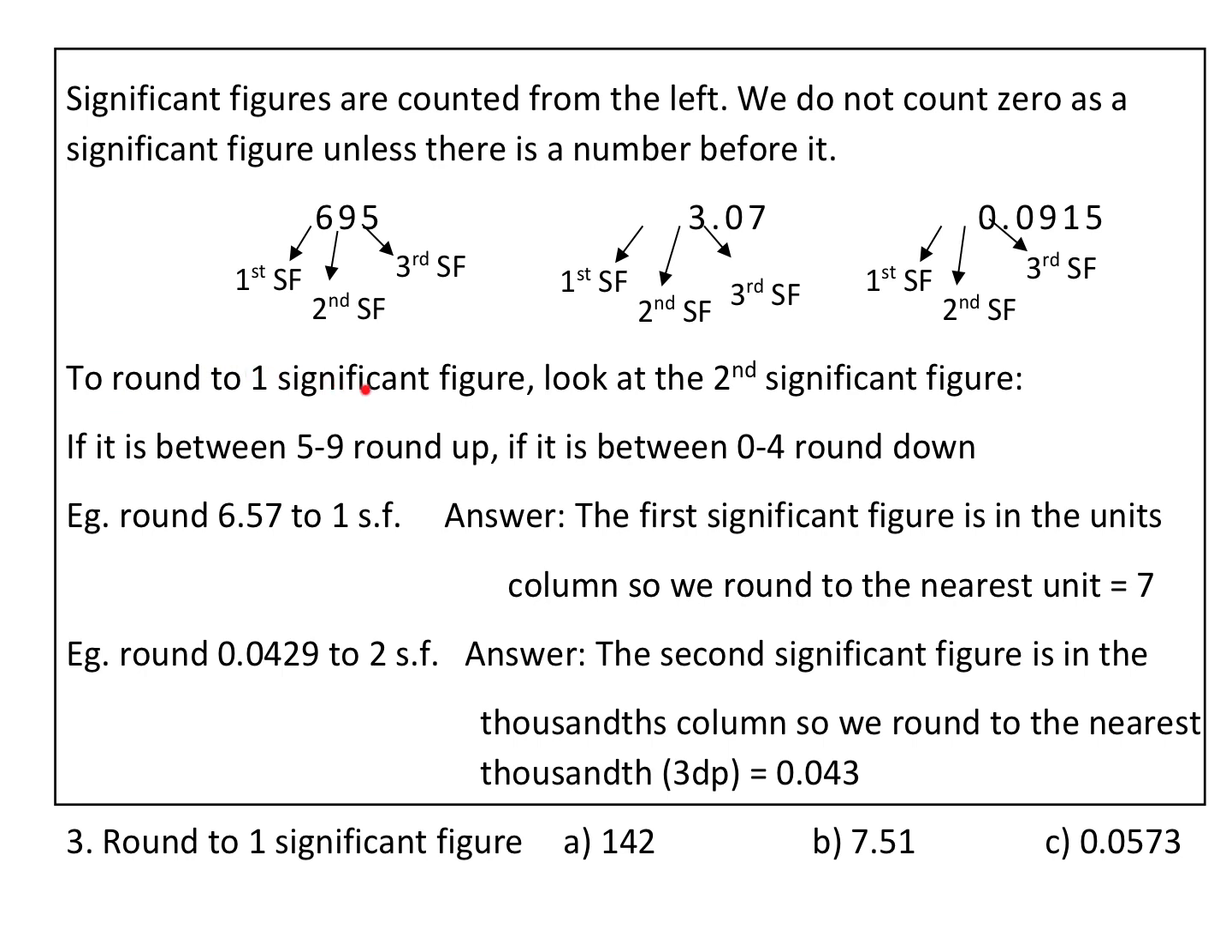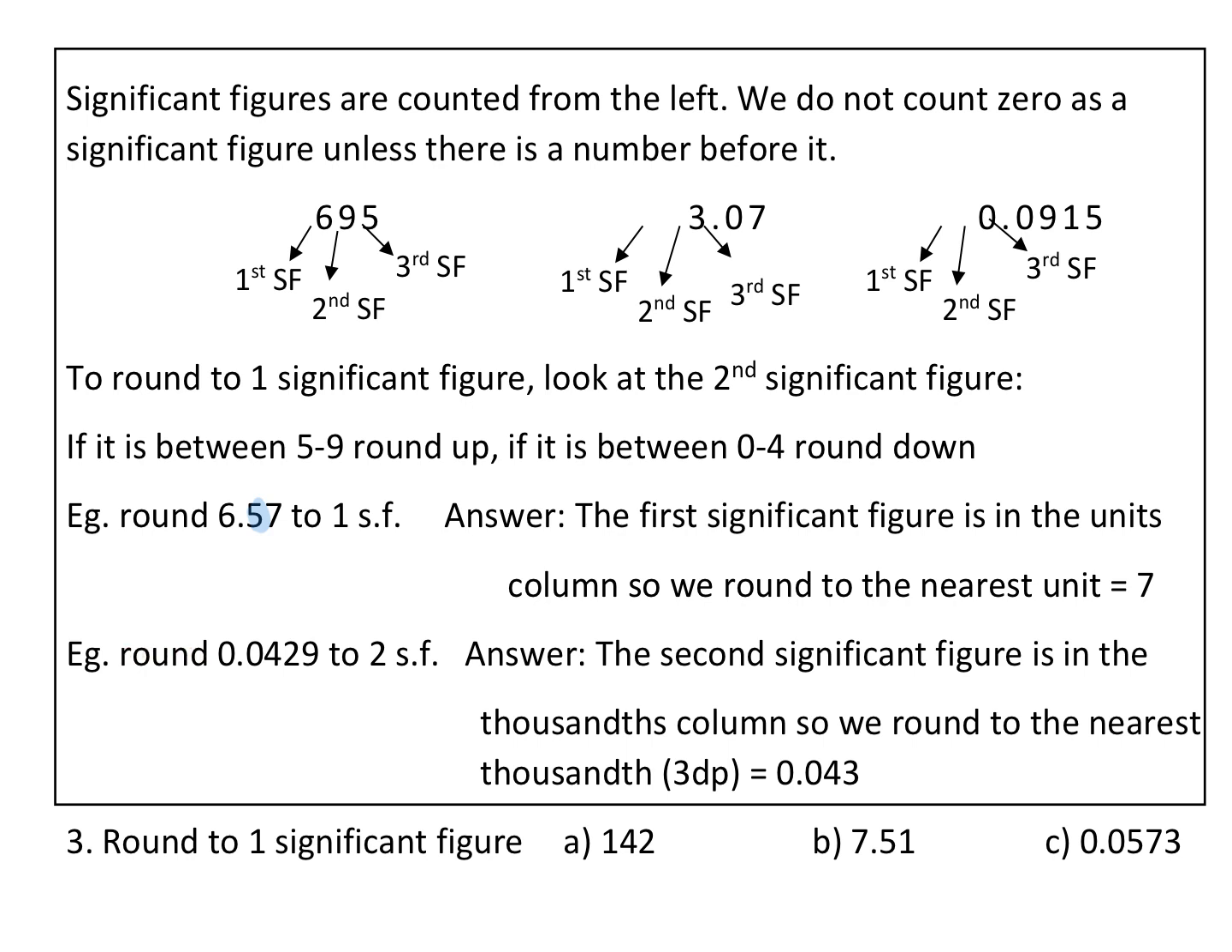So if we're going to round to one significant figure, we look at the second significant figure, and that tells us whether we round up or down. Between 5 and 9, round up. Between 0 and 4, we round down. So if we had 6.571, going to one significant figure, then the first significant figure is in the units column, so we're rounding to the nearest unit. And to the nearest unit, we would get 7, because the 5 tells us to round up the 6 to a 7.